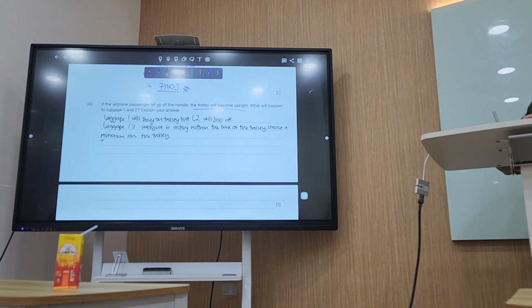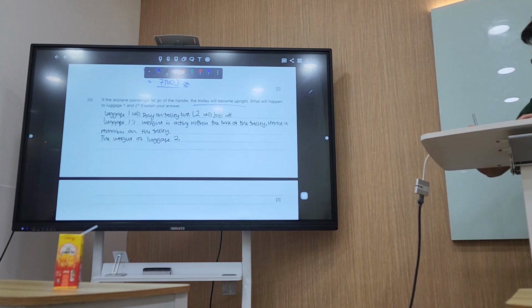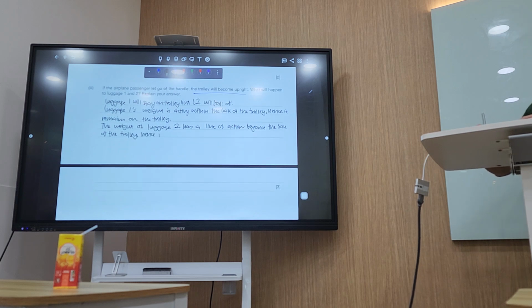Luggage 2, however, the weight of luggage 2 has a line of action beyond the base of the trolley, hence producing a resultant clockwise moment, causing it to fall.